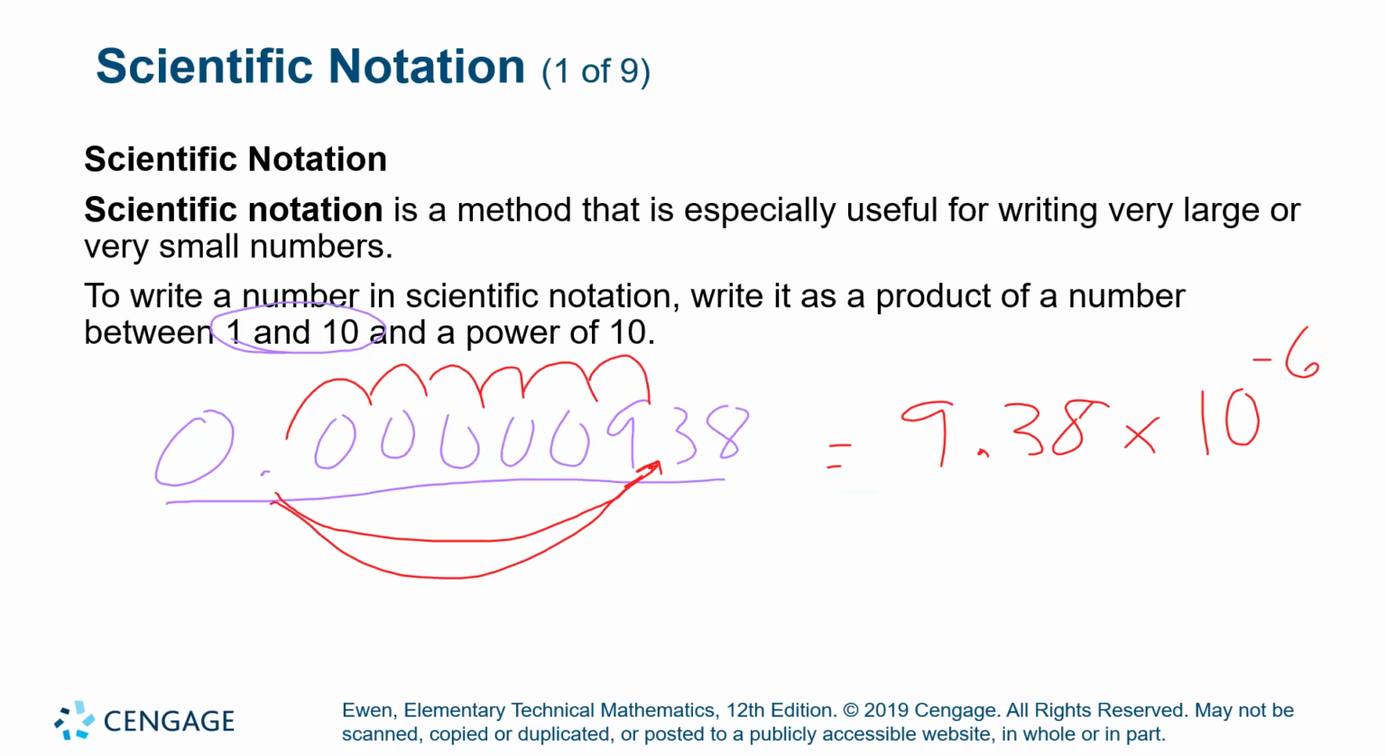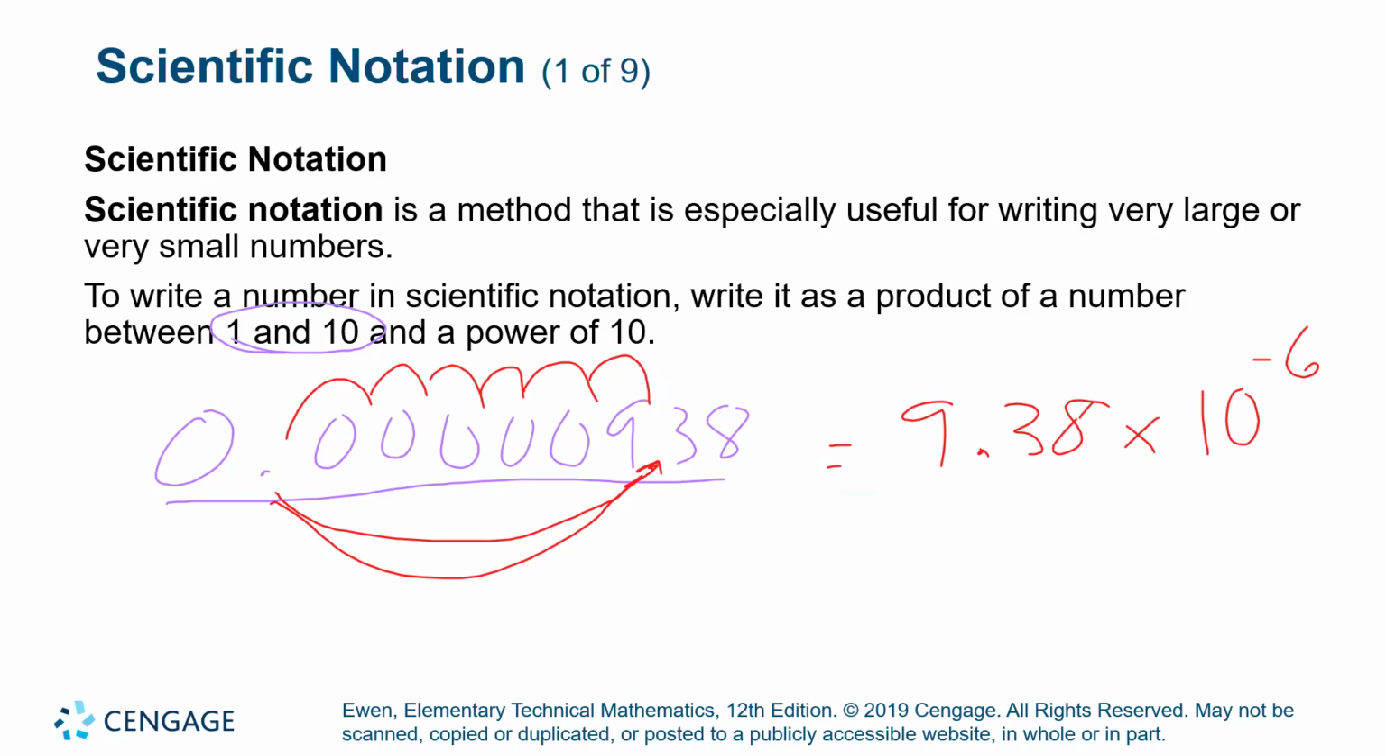Negative 6. So when I'm moving the point to the right, or if I'm moving the point from a very small number to a big number, here I'm going from 0.000009 to 9.38. So I'm going small to big from left to right, then my 10 would have an exponent that is negative.